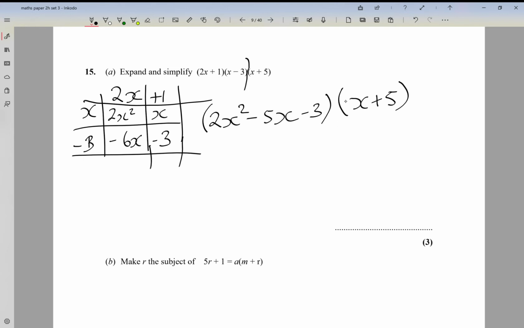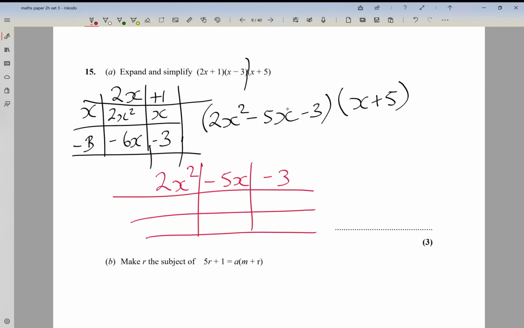I can do another table like this one. Just to separate, I'm going to do a different colour. So 2x squared minus 5x, just so you don't miss any out, because even though it's not difficult, it's really, really easy to miss something, especially when there's negatives involved. x plus 5. So then you're timesing everything in this one by x.